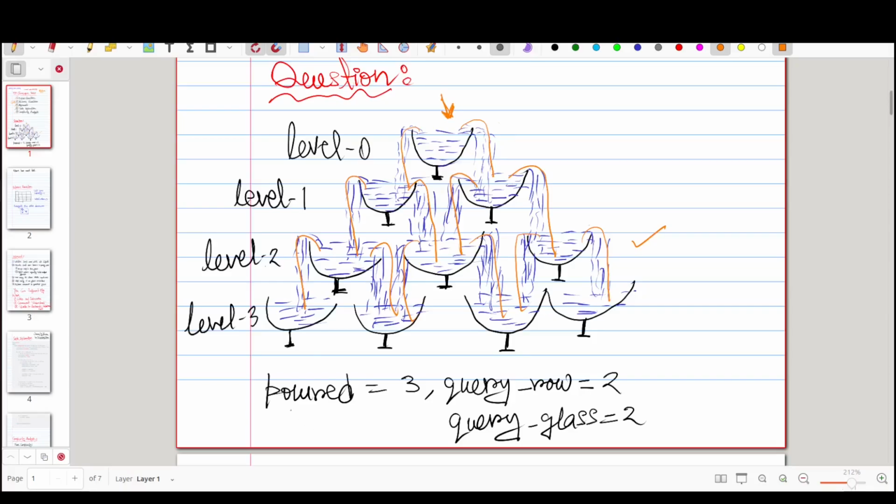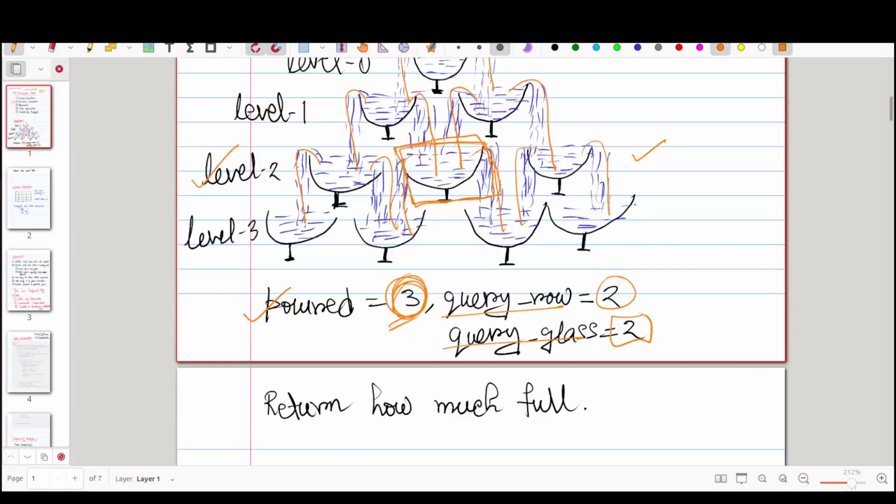Now you are given a poured amount, which means how many glasses of water need to be poured, and you have a query row and query glass. What does it mean? Let's say the query row is 2, that means we go to level 2, and we check glass number 2 from the left to right. We just want to calculate how much water is already filled in this glass according to the poured amount. This is the question, and we have to return how much of the portion is filled.